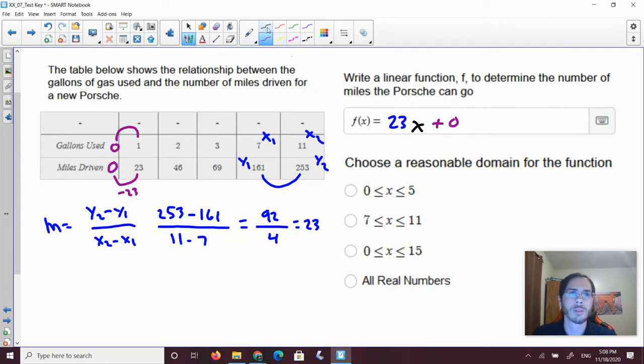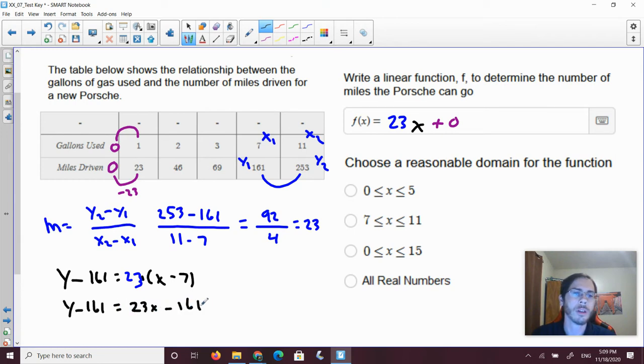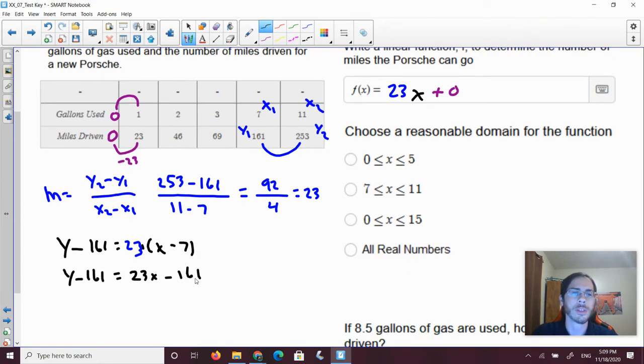I know in class we practiced doing it with y minus y1. So y minus 161 equals m, x minus x1, so x minus 7. We know m, so I can actually substitute that in. This is 23. And when we distribute, we get y minus 161 equals 23x minus 161. 7 times 23 is 161. And when we add 161 to both sides, we end up with the same equation that we had before.